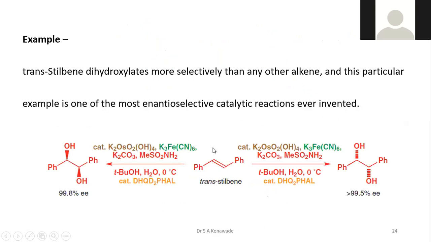If you use trans-stilbene for dihydroxylation in the presence of (DHQD)2PHAL, it is enantioselectively converted to the vicinal OH groups on the top side of the alkene. And if you use (DHQ)2PHAL, it will convert trans-stilbene into the vicinal diol, but the position of the OH groups is below the plane. This is the important role of (DHQD)2PHAL and (DHQ)2PHAL.